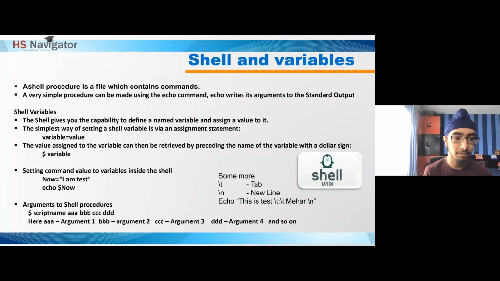The value assigned to the variable can then be retrieved by preceding the name of the variable with a dollar sign. So if you say variable equals 2, you can't just say variable and expect to get the value back. You have to put a dollar sign before every variable, and then that'll give you the value. That's one important syntax to remember: if you do x equals 2 and want to print it out, you have to do echo $x in order to get the actual value of it.